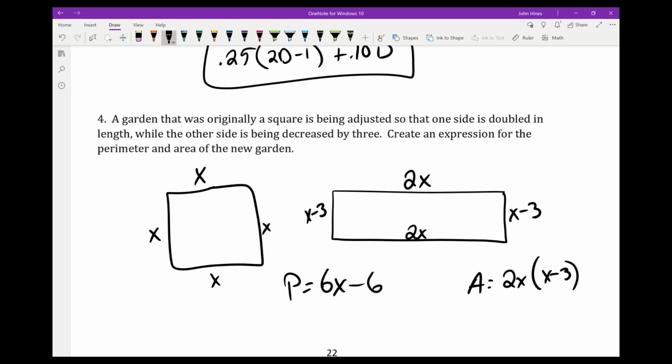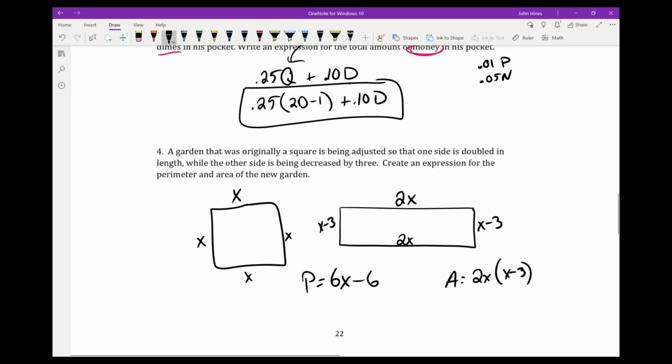Hopefully you found this lesson not to be terrible. Again, it takes time to practice, and we're going to keep our warning lights looking out for the words less than. Warning, warning.